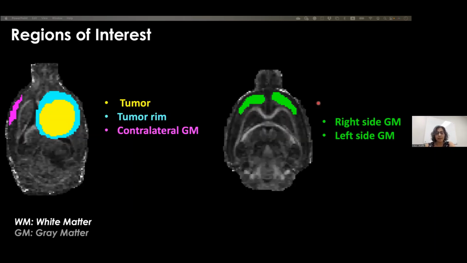For our analysis, we manually drew regions of interest on FA maps. The regions of interest for tumor-bearing rats are tumor in yellow, tumor rim in blue, and contralateral gray matter in pink. For the healthy control rats, regions of interest are right and left side gray matters. We use paired t-test for our statistical analysis to compare DTI indices between ROIs.